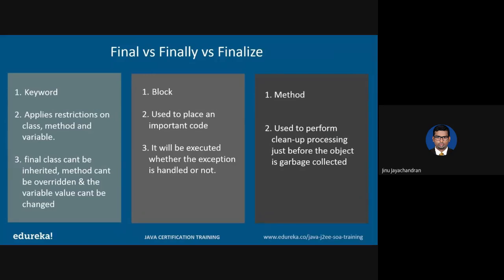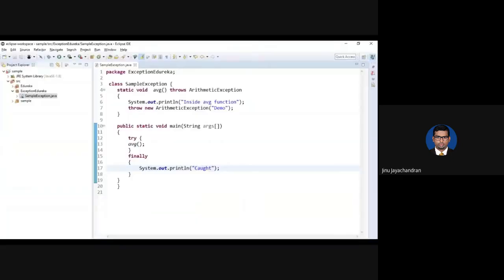Coming to final, the final class cannot be inherited, the final method cannot be overridden, and the final variable cannot be changed. Coming to finally, it will be executed whether the exception is handled or not. We already saw how it worked. Now, let's see a user-defined exception.